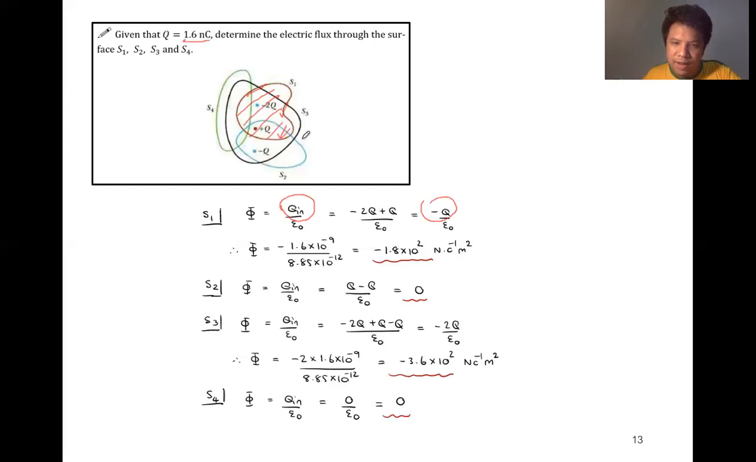Okay, and then if I try to do the other surfaces, such as S4 over here, there is no charge inside whatsoever. So that Q in of S4 is 0. So that is electric flux 0 for S4.